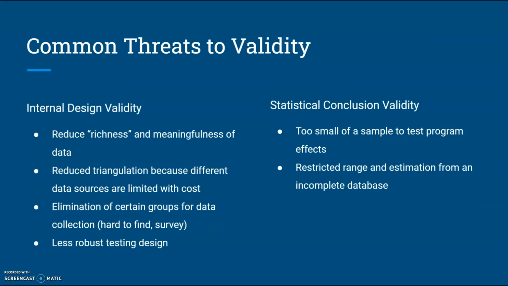Internal design validity. Budget pressures often will reduce the richness of the data collected. Triangulation is reduced due to budget because applying different data collection methods typically costs more. The most difficult to reach groups are frequently cut due to cost. Both budget and time can also lead to less robust designs.